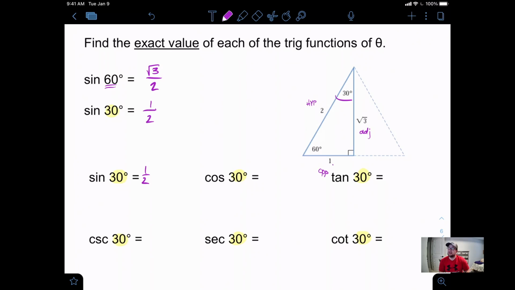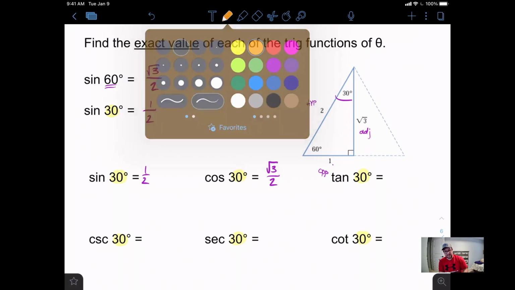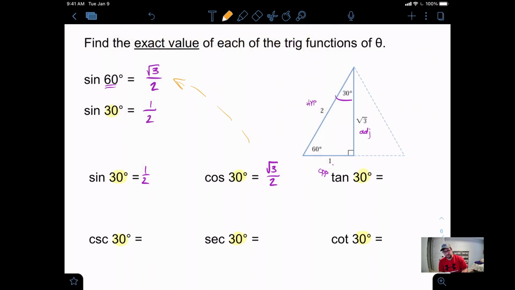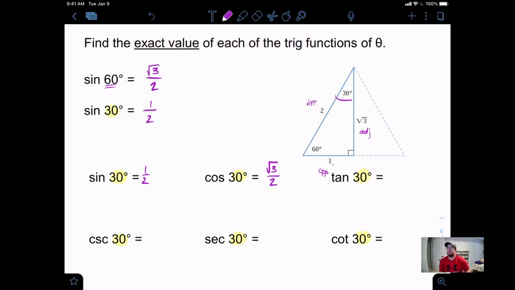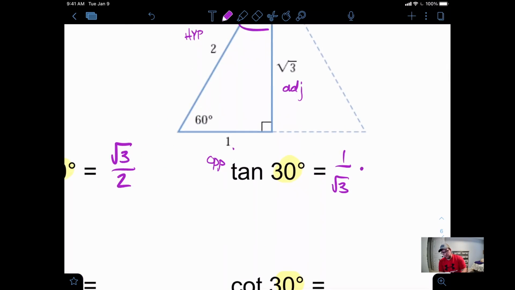Now for the cosine of our 30-degree angle, it would be the adjacent, which is the square root of 3, over the hypotenuse, which is 2. Now we're not going to dive into this right now, but it is worth noting there's an interesting relationship here. The sine of a 60-degree angle is the same as the cosine of a 30-degree angle. We'll talk more about that later, but for right now, it's just interesting to know. And then as we get to the tangent of 30, that would be the opposite over the adjacent, so it would be 1 over the square root of 3. And then we would rationalize that, so we'd multiply by the square root of 3 over the square root of 3, so this would be the square root of 3 over 3.